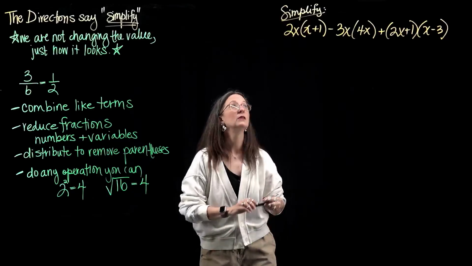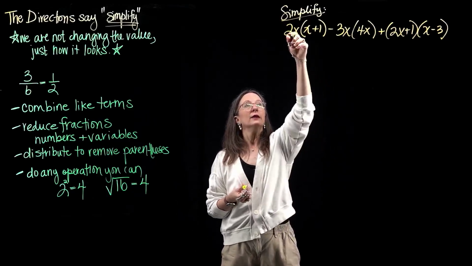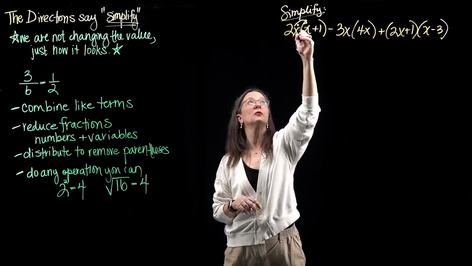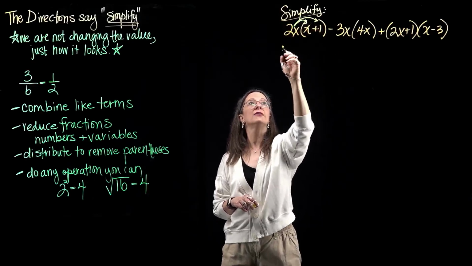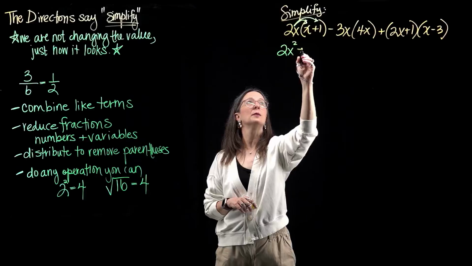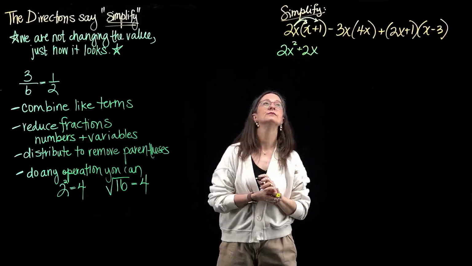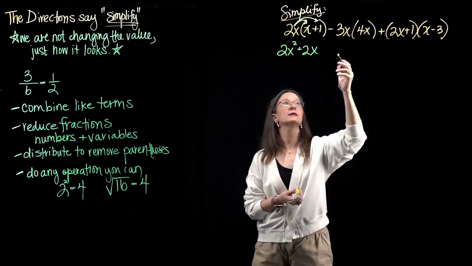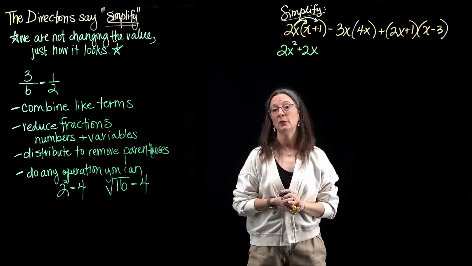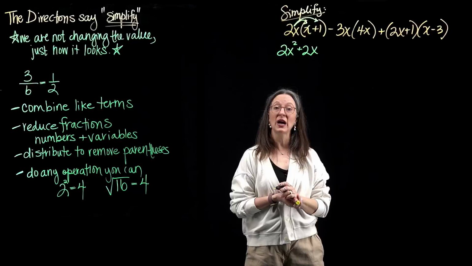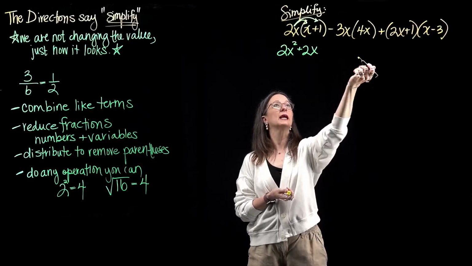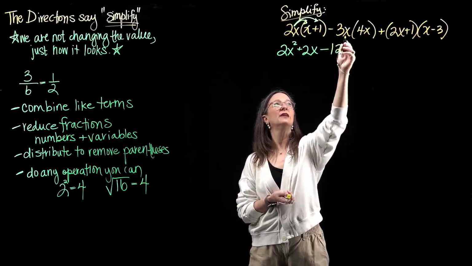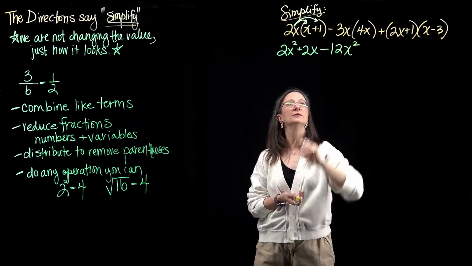All right, so first thing, I have 2x times parentheses x plus 1. I'm going to use my distributive property to rewrite that as 2x squared plus 2x. Next thing I have is minus 3x times 4x. That one is not distributive property because there's no addition or subtraction. It's just plain old multiplication. So this would be minus 3 times 4 is 12. X times x is x squared.